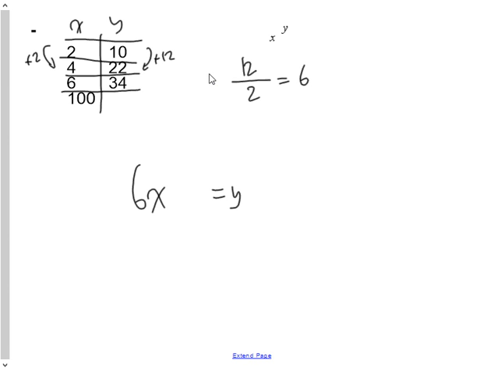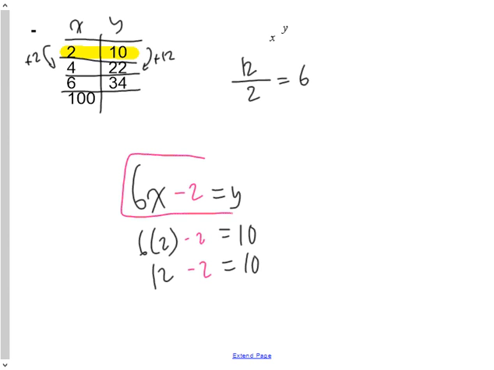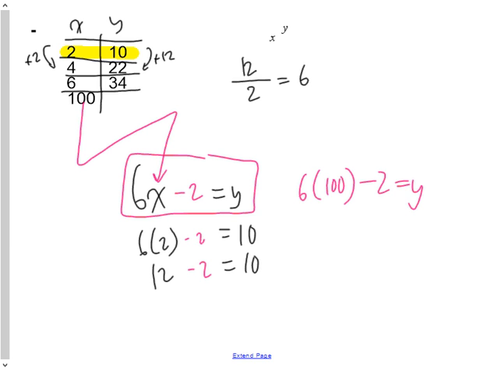Take your first ordered pair, or any ordered pair, and substitute it into your equation. 6 multiplied by the x value, which is 2, equals 12, but the y value is 10. Since 12 does not equal 10, a constant of minus 2 is required. So your equation is 6x minus 2 equals y. Take your 100 and insert it where the x is. 6 times the x value of 100 minus 2 will tell me the corresponding y. Or 600 minus 2 will equal y, or 598 will equal y.